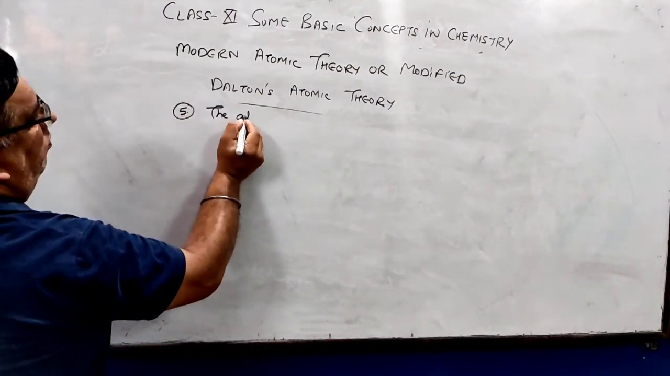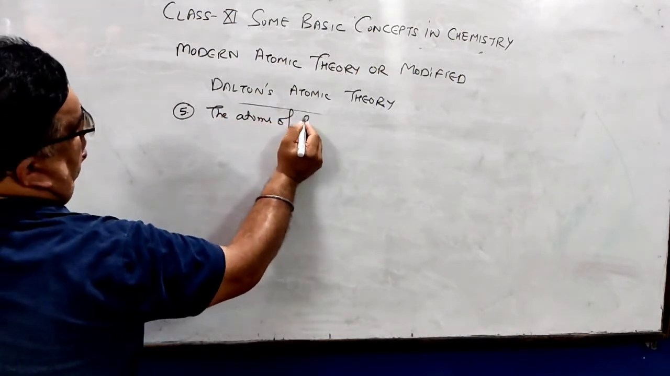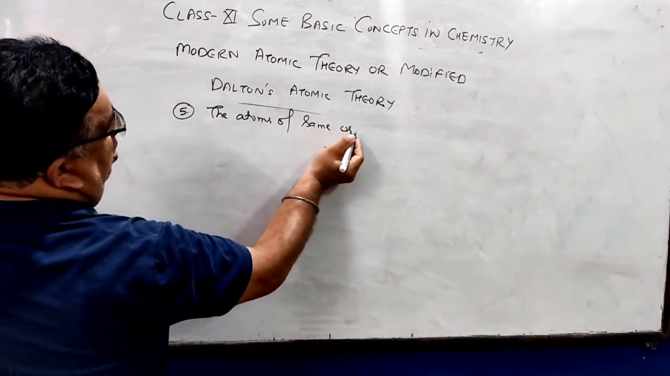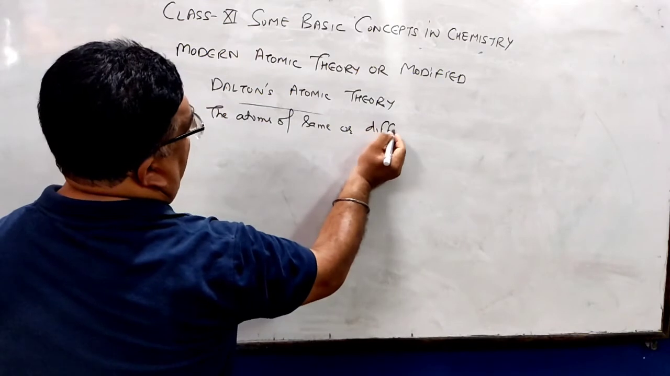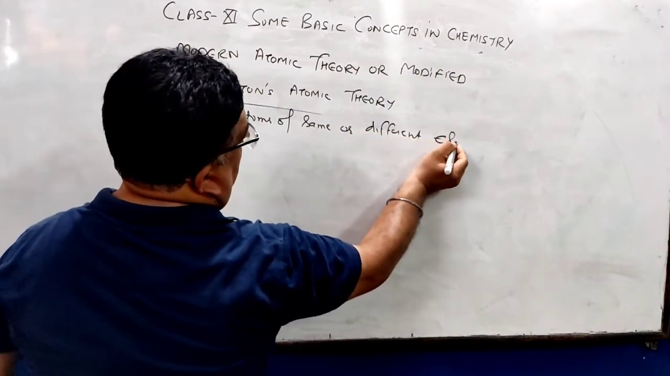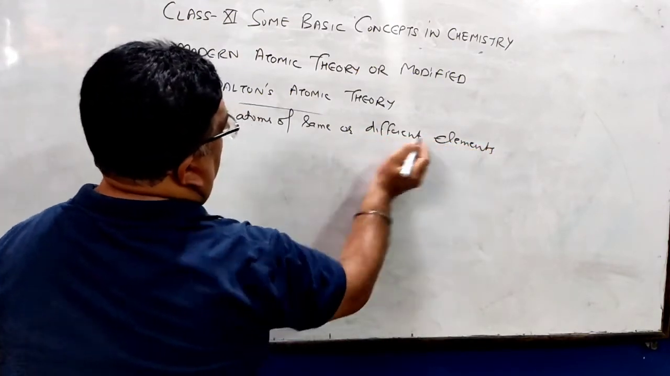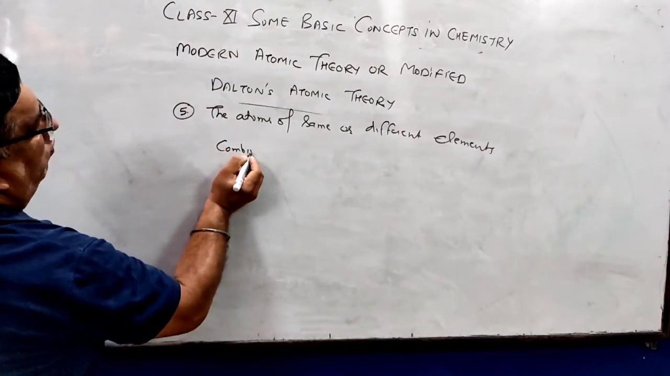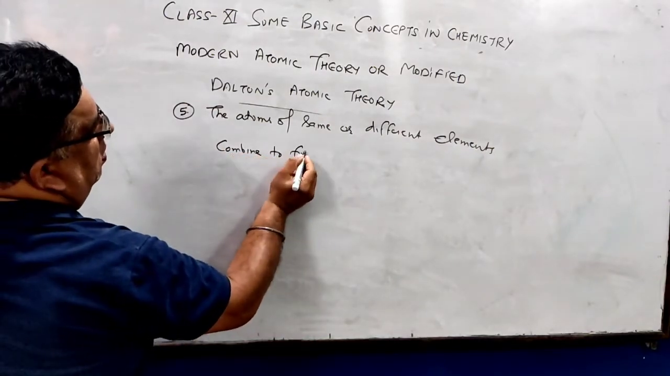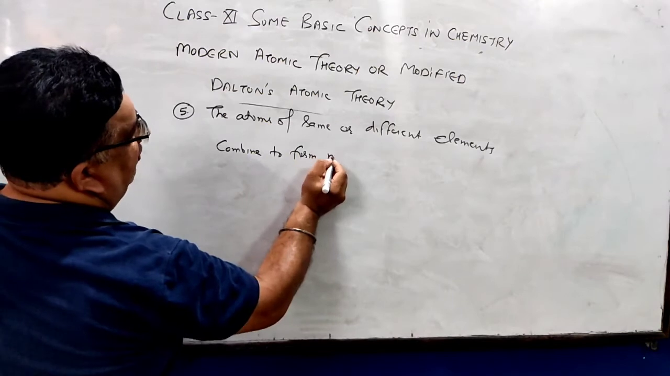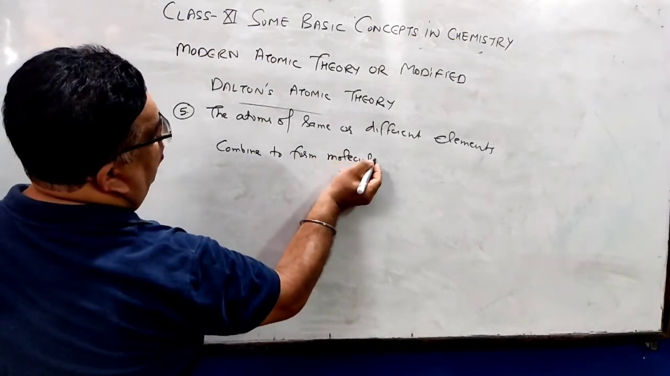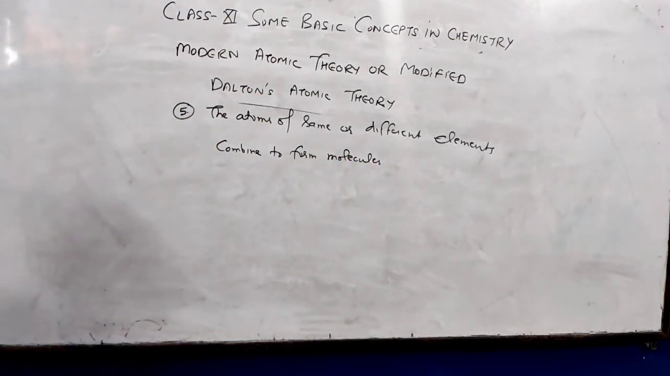The atoms of same or different elements combine to form molecules. कि भले सेम एलिमेंट के हैं या डिफरेंट एलिमेंट्स के एटम हैं, they will combine to form molecules. This is also same as per Dalton's atomic theory.